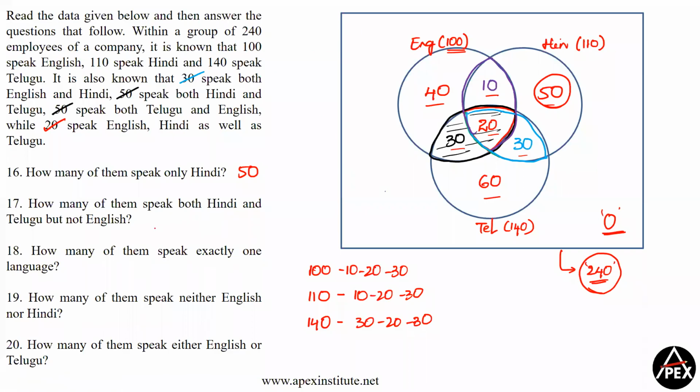Both Hindi and Telugu, but not English. So they have to speak only Hindi and Telugu. So you need to find the region common to only Hindi and Telugu. So you have 30 here, 30 employees.